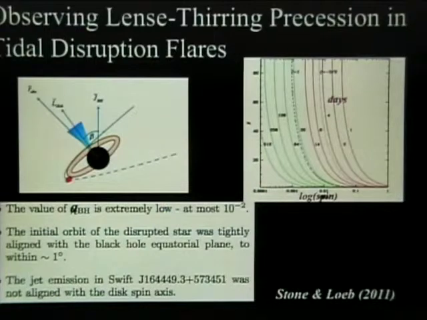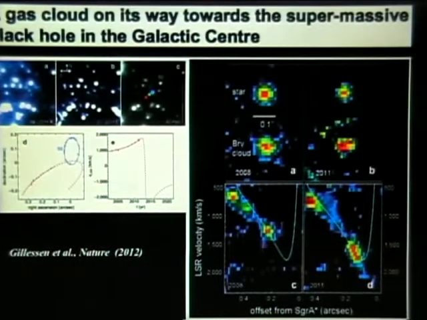What we concluded from this event is that it was probably aligned with the black hole spin. So that's an interesting laboratory of general relativistic effects. And finally, speaking about tidal disruption, there is evidence that a gas cloud is approaching the black hole at the galactic center. I started with this black hole, Sagittarius A star, and let me conclude with this black hole.